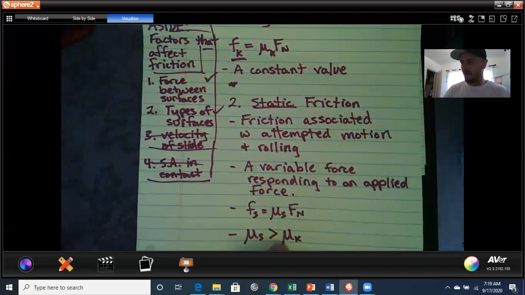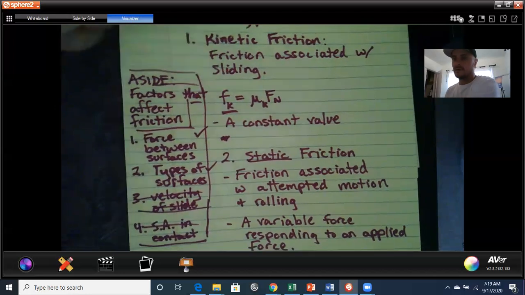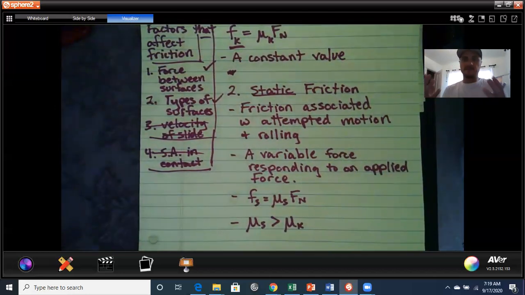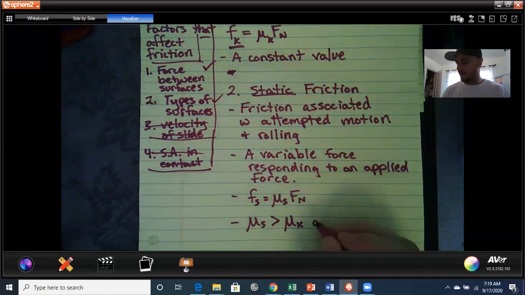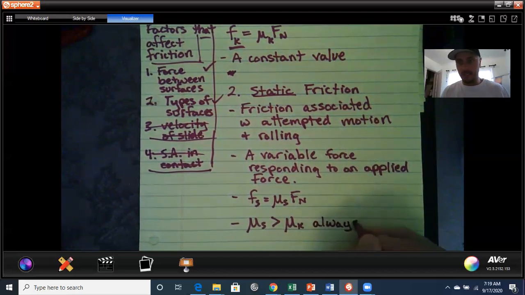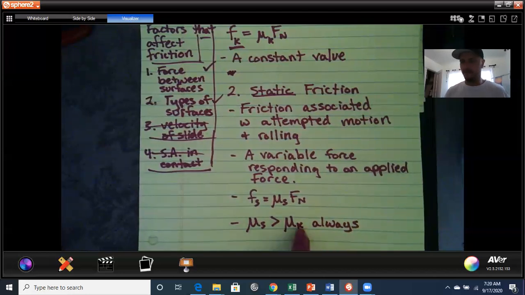So we have some big differences between these two types of friction. But what's important to understand is for a given set of two surfaces, rubber and asphalt, the mu s between those two surfaces would be greater than the mu k if the tire started sliding on the asphalt. Always. I think there's maybe a case where they're equal. I think I've seen that once. Come on, it's hardly ever going to happen. It's almost always.